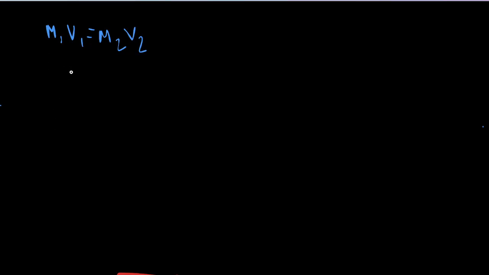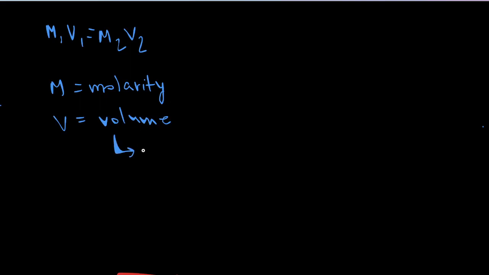Well, the M is referring to your molarity, and V is referring to your volume. And this volume can be in either units of milliliters or liters, as long as your V1 and V2 are both in the same units. So if V1 is in units of liters, V2 also needs to be in units of liters. If V1 is units of milliliters, then V2 must also be in units of milliliters.